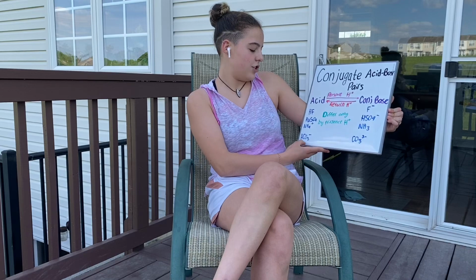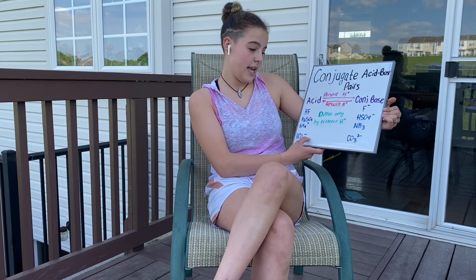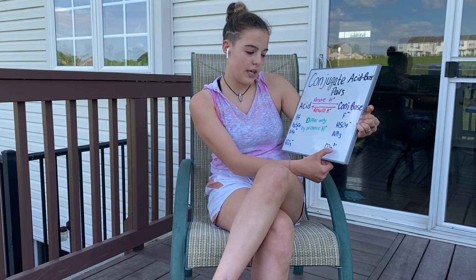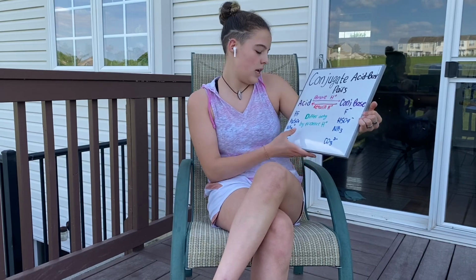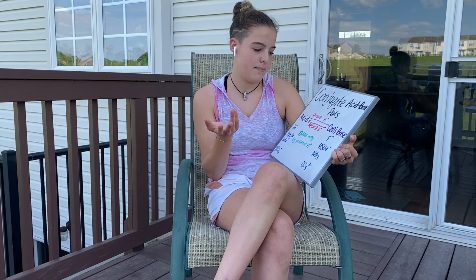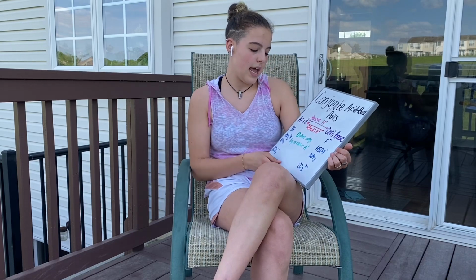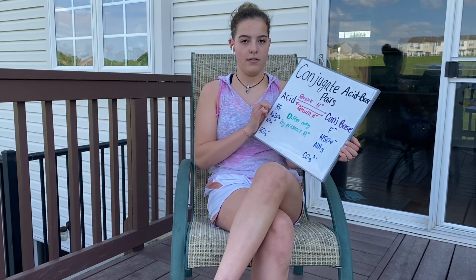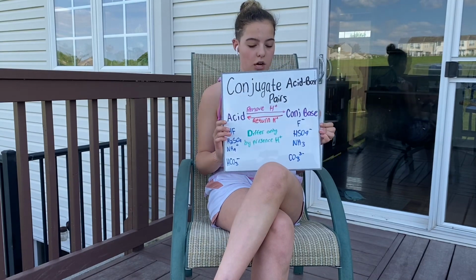HCO3-, remove the H+, you have CO3 2-. NH4+, remove the H+, you have NH3. And they go back and forth, and that's how you get conjugate acid base pairs. And they only differ by the presence of the proton H+.